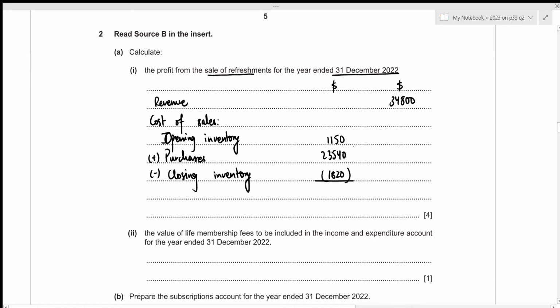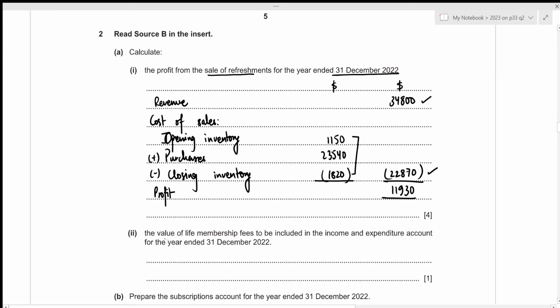Now we can figure out the total cost of sales. That's just going to be 1,150 plus 23,540 minus 1,820, which results in 22,870. Now if we subtract this from our revenue, we will get our profit from sale of refreshments. That's just going to be 34,800 minus 22,870, which results in the value of 11,930.